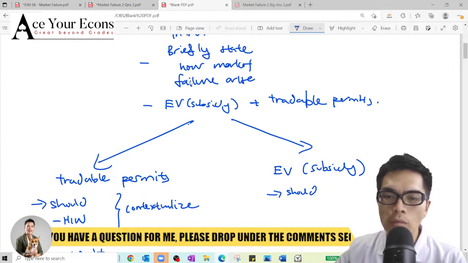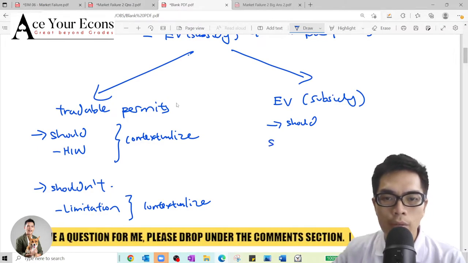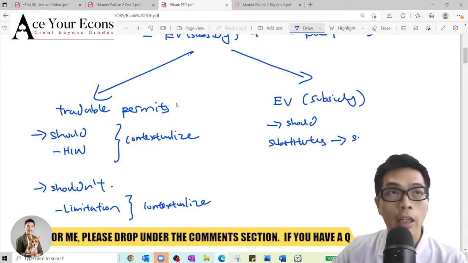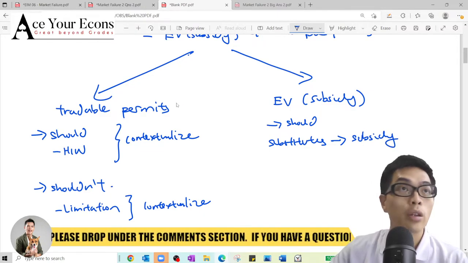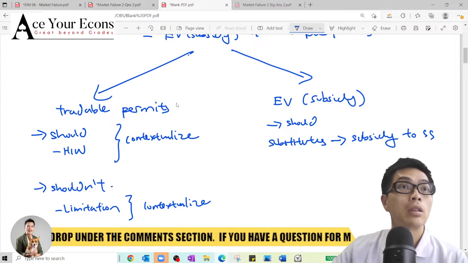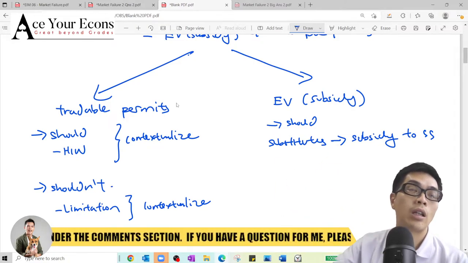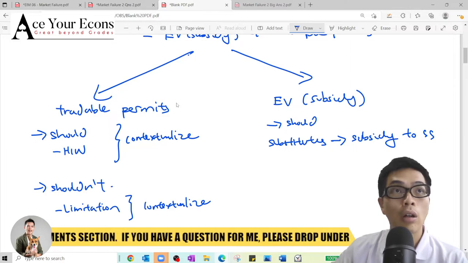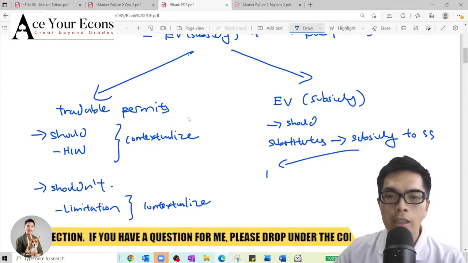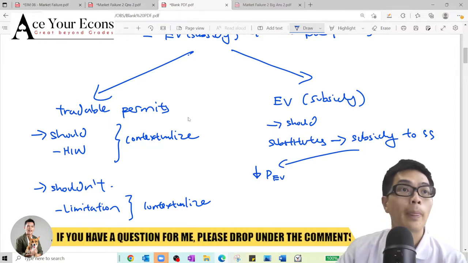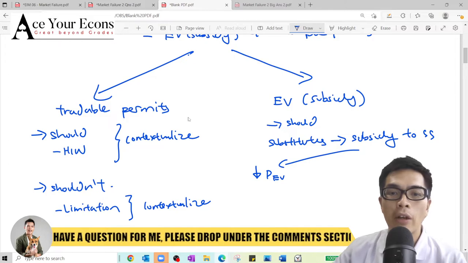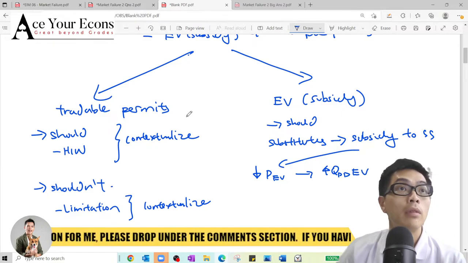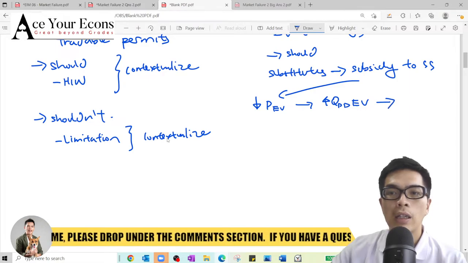So how it works, the should part: you got to identify that they are substitutes, and you got to identify case materials that suggest there is a subsidy to increase supply of EV. If you read the extract carefully, you are able to cite it. When you provide a subsidy to electric vehicles, this will lower the price of electric vehicles. And when the price of electric vehicles goes down, quantity demanded for electric vehicles goes up, law of demand. And there will be a substitution effect.